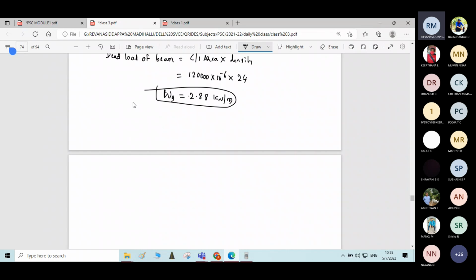Now you can calculate moment due to dead load. Moment due to dead load is equal to Wg L square by 8. Wg is 2.88. Length of the beam is 3 plus 3 plus 3, 9 meter, so 9 square by 8. If you calculate MG, you will get 29.16 kilonewton meter, or 29.16 into 10 power 6 Newton millimeter.